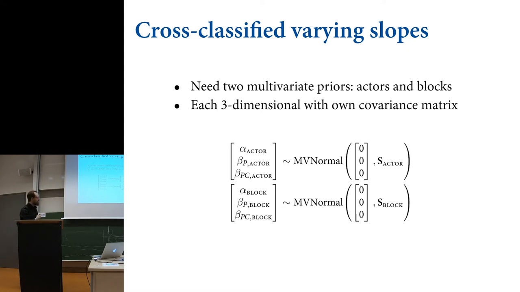And then the same thing for blocks. For each block, there's an alpha offset, a beta sub P offset, and a beta sub PC offset. Likewise, this is a different multivariate normal distribution with zero means and a different covariance matrix.